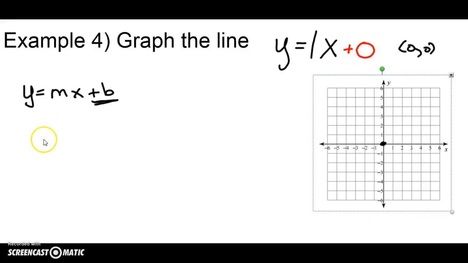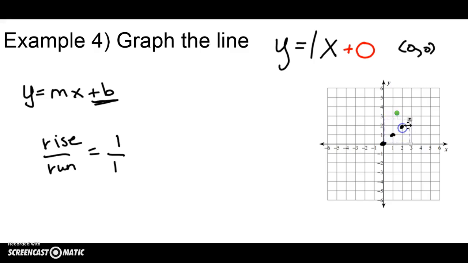We also know that our slope is rise over run. So if I see that my slope, my m, is 1, I can rewrite that as 1 over 1. So I'll go back to my starting point and go up 1 over 1, up 1 over 1. Connect those dots, and I now have my line.